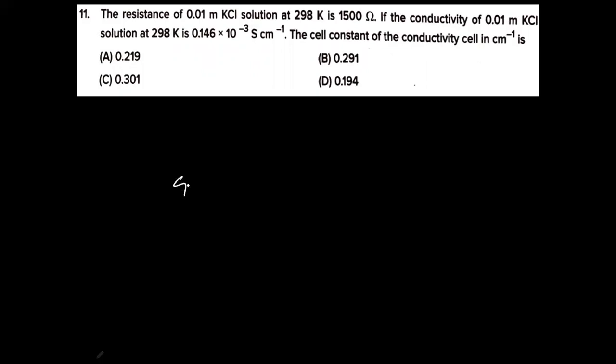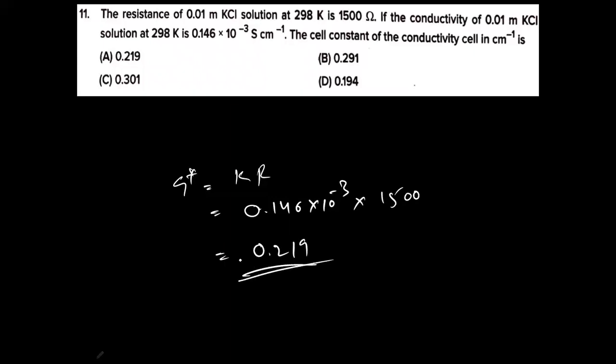So as we know, cell constant is the product of conductivity and resistance. So substitute the two values, 0.146 into 10 power minus 3 into resistance 1500 ohms. We'll get 0.219. That is option A. 0.219 per centimeter.